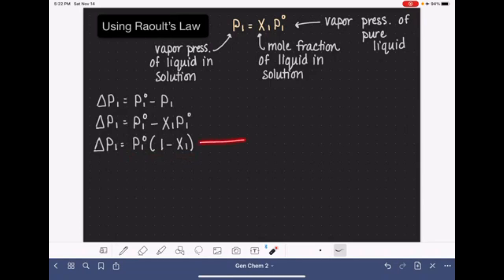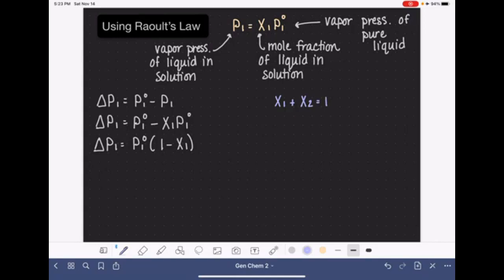Now I see that I have this 1 minus x1, and let's pause for a minute and think about mole fraction. We know that if we have a solution that has two components in it, the mole fraction of one component plus the mole fraction of the other component always adds up to 1. If we had a solution that had three components, we could say the mole fraction of component number 1 plus the mole fraction of component number 2 plus the mole fraction of component number 3 would equal 1. However many components we have, all of their mole fractions always have to add up to 1. This is just a property of mole fraction.